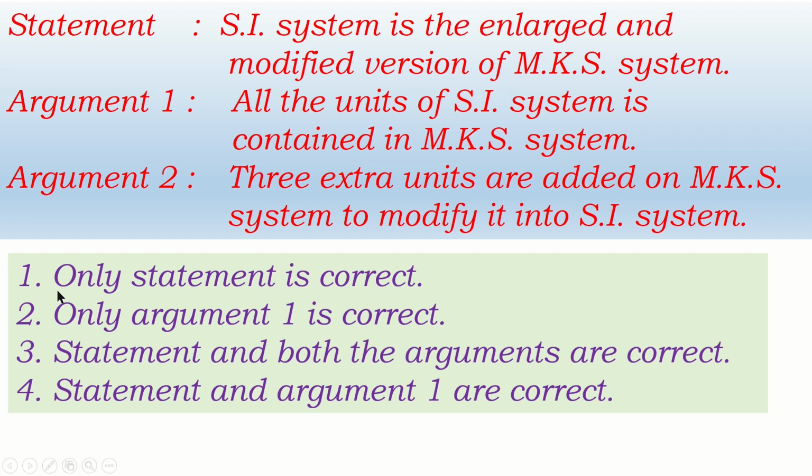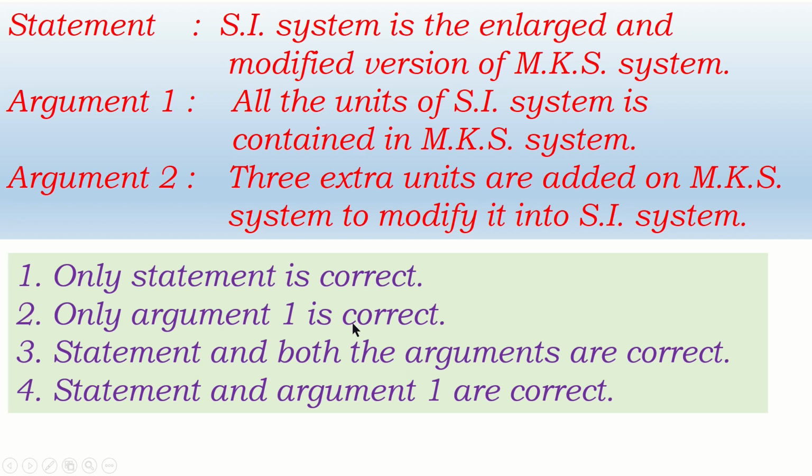Let's check it. Number 1, only statement is correct. Is it? SI system is the enlarged and modified version of MKS system. Yes, it is correct. MKS system contains 3 fundamental units: meter, kilogram and second. All these are contained in SI system, and moreover 4 other units are also added. That's why SI system is the enlarged and modified version of MKS system. Yes. That's why only statement is correct. Seems to be correct, but only is written. Maybe others are also correct. We have to go through the second option.